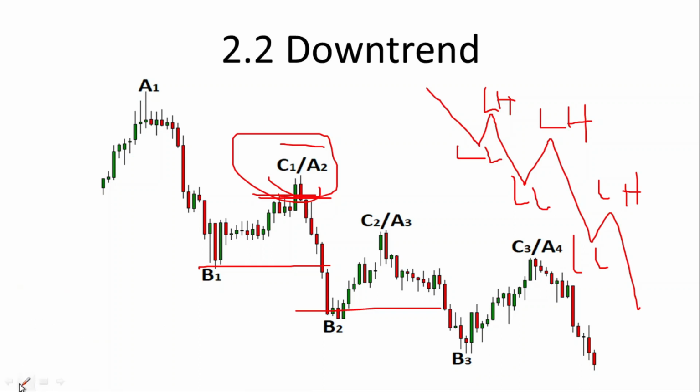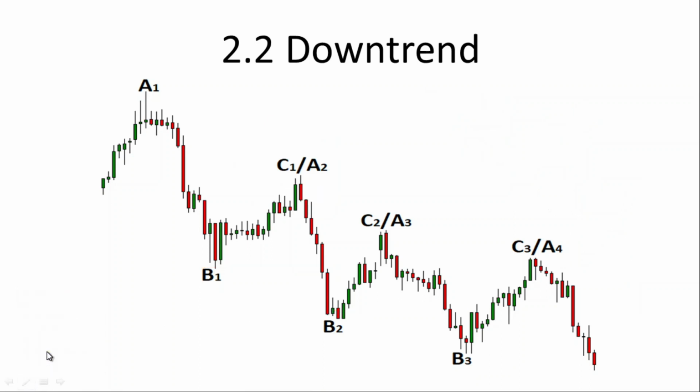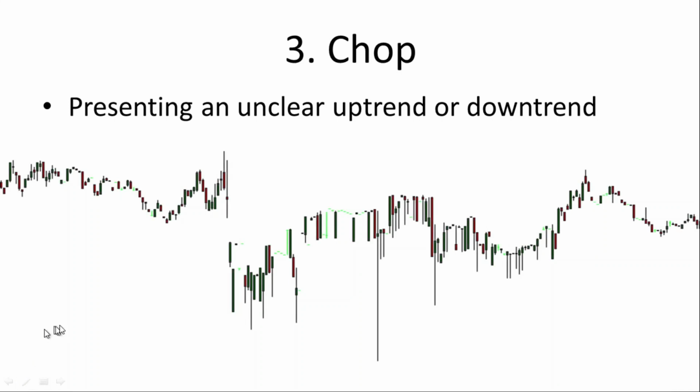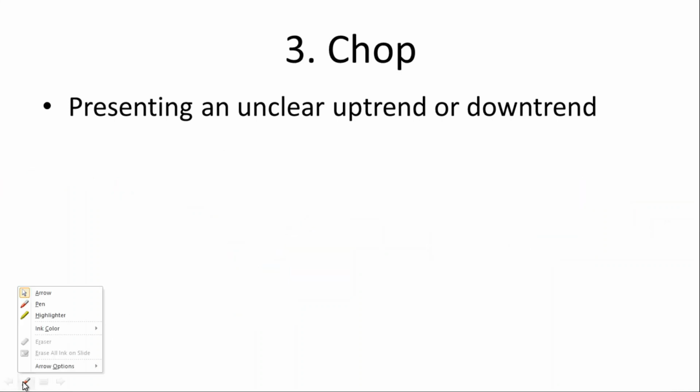Now, this is how you can trade in a downtrend. The last one that we are going to talk about is what we call the choppy market phase. Now, the minute you can decide whether you are in a trending or a ranging market phase, right? It's going to present as an unclear uptrend or downtrend. It can also present as an unclear range.